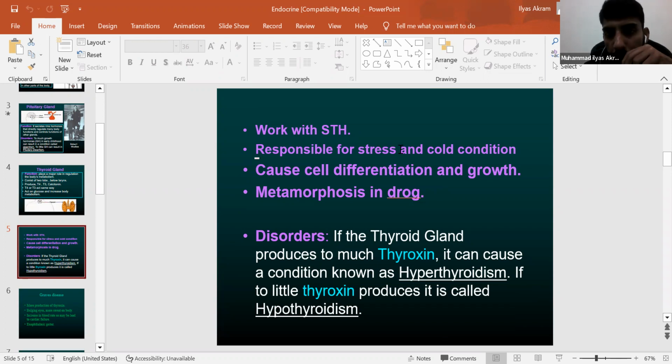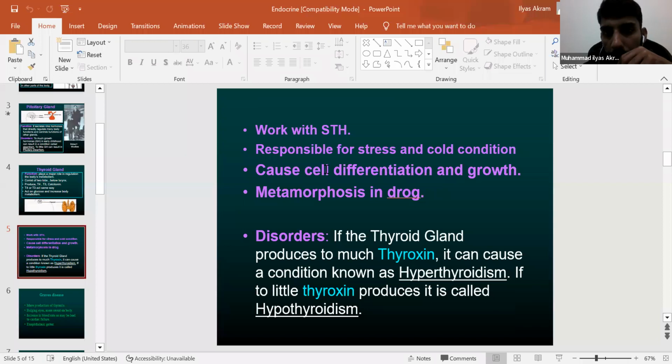It is also responsible for stress and cold conditions. It works in the sympathetic nervous system. If we have an exam and we are in a situation that puts us under more pressure, this hormone will be the response to this stress. And in winter or cold conditions, to produce more heat in the body, these hormones will be responsible for the production of more heat against the cold conditions.